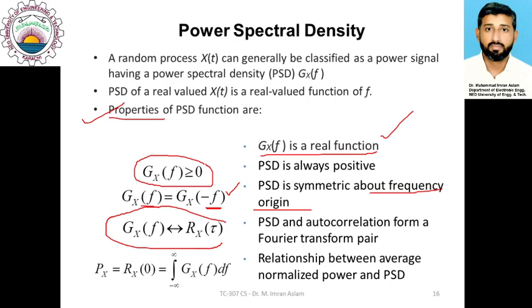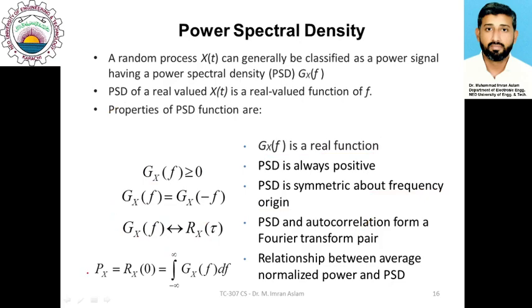The fourth thing, which I have previously mentioned as well, is that the power spectral density and the autocorrelation function form a Fourier transform pair. The time domain representation is the autocorrelation function, whereas the frequency domain representation is the power spectral density. Total power can be calculated from the autocorrelation function or from the power spectral density. To calculate the power from the autocorrelation function, you substitute tau equal to 0. For calculating the power from the power spectral density, you integrate it over the entire frequency range you are interested in.